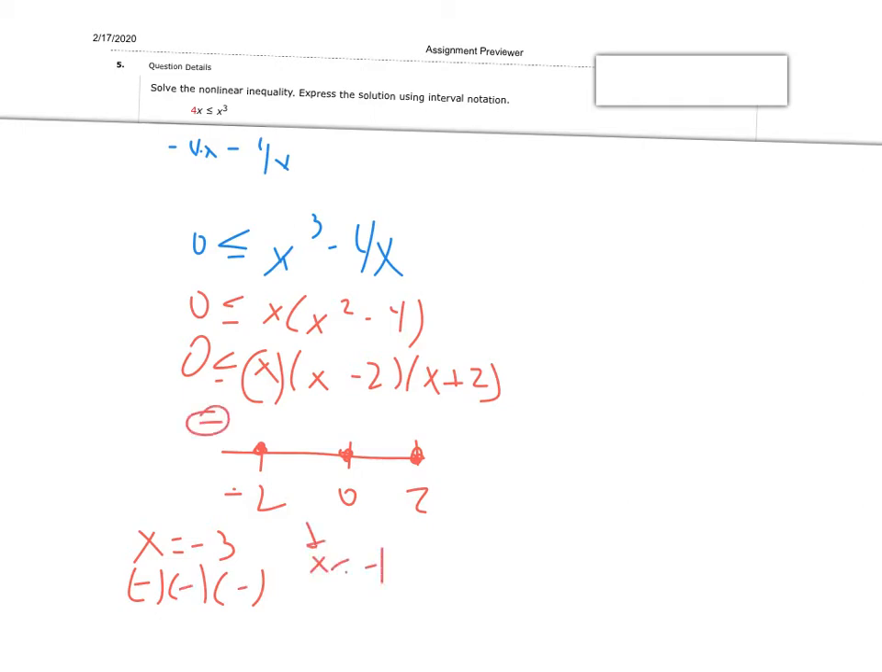And here we got x equals -1, and that's going to come out negative, but now positive in the x plus 2.